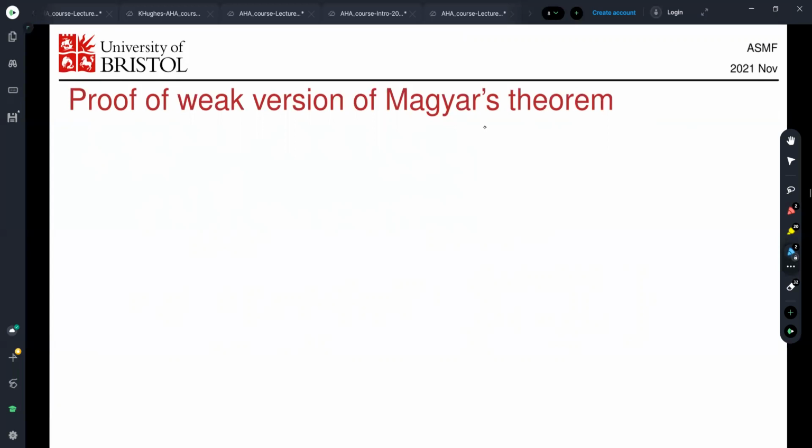All right, I don't see any questions. So I'll just prove this theorem of Magyar that I wanted to prove. We combine these two things together. And so we had that.